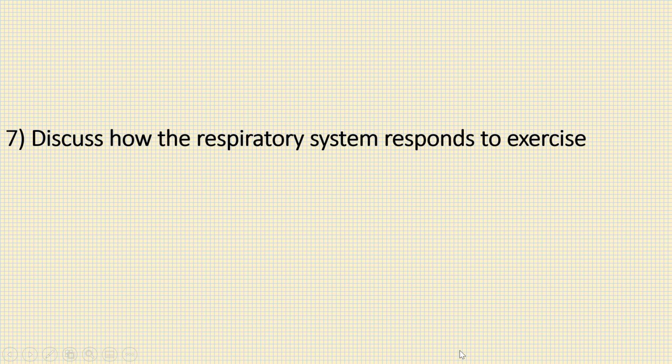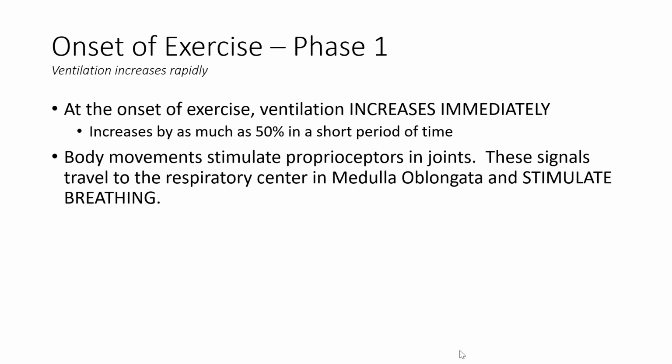Okay, this is chapter 22, respiratory system still, objective 7, and this is how the respiratory system responds to exercise. There's actually two phases, a phase 1 and a phase 2. So what happens during phase 1 when you start exercising is ventilation is going to start increasing rapidly. So at the onset of exercise, ventilation is going to increase immediately, by as much as 50%, so a very short period of time.